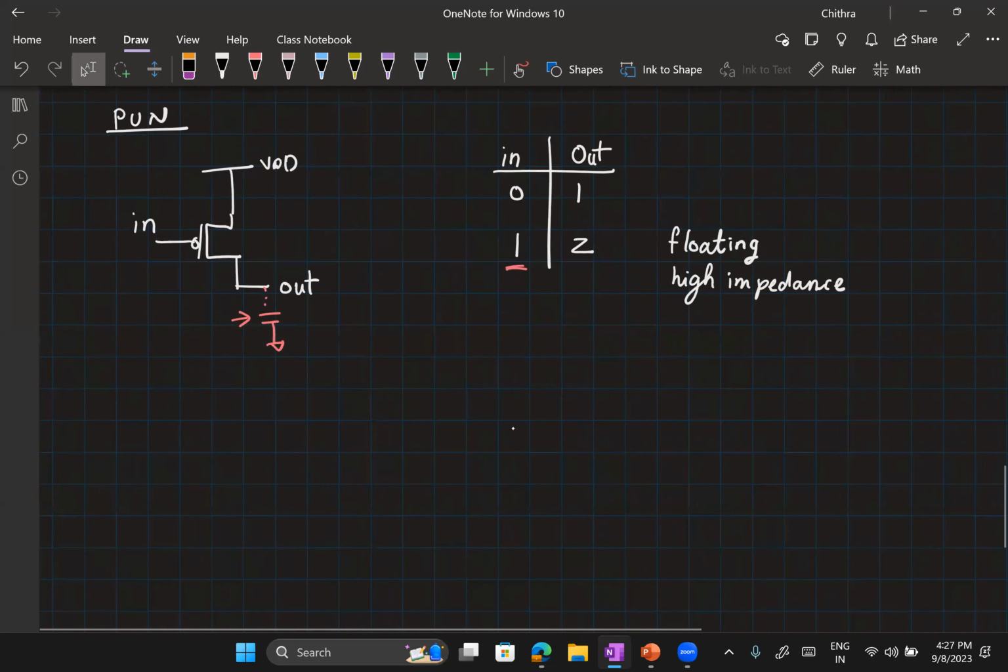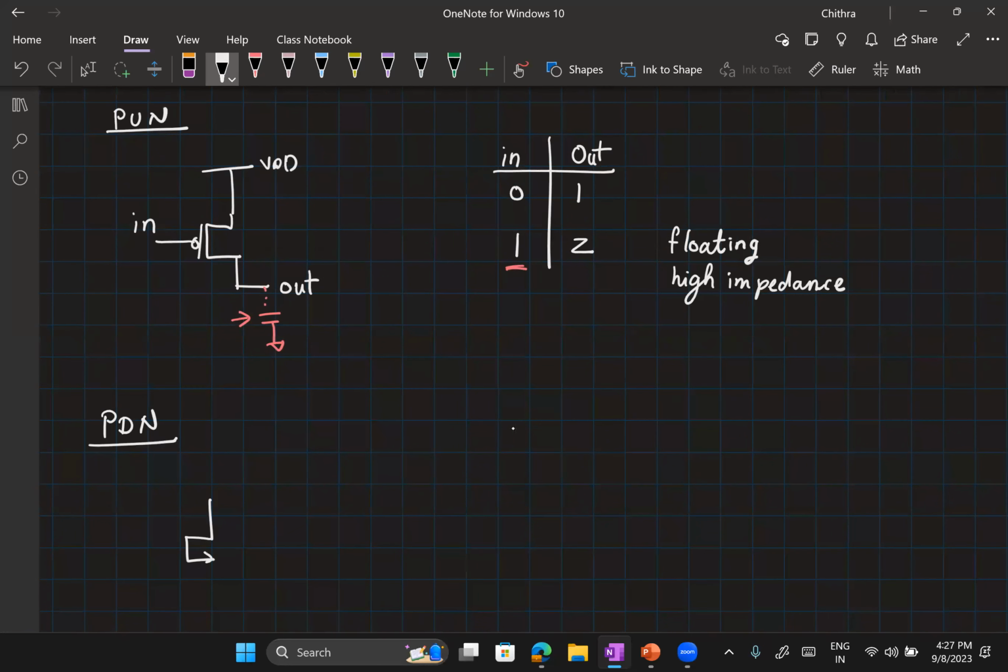Similarly, quickly tell me the truth table for the NMOS, or the pull-down network. You have in, this is your out. In can take two values, 0 and 1. When input is 0, what is the output? It is floating, it is high impedance. And when input is 1, the output is 0.